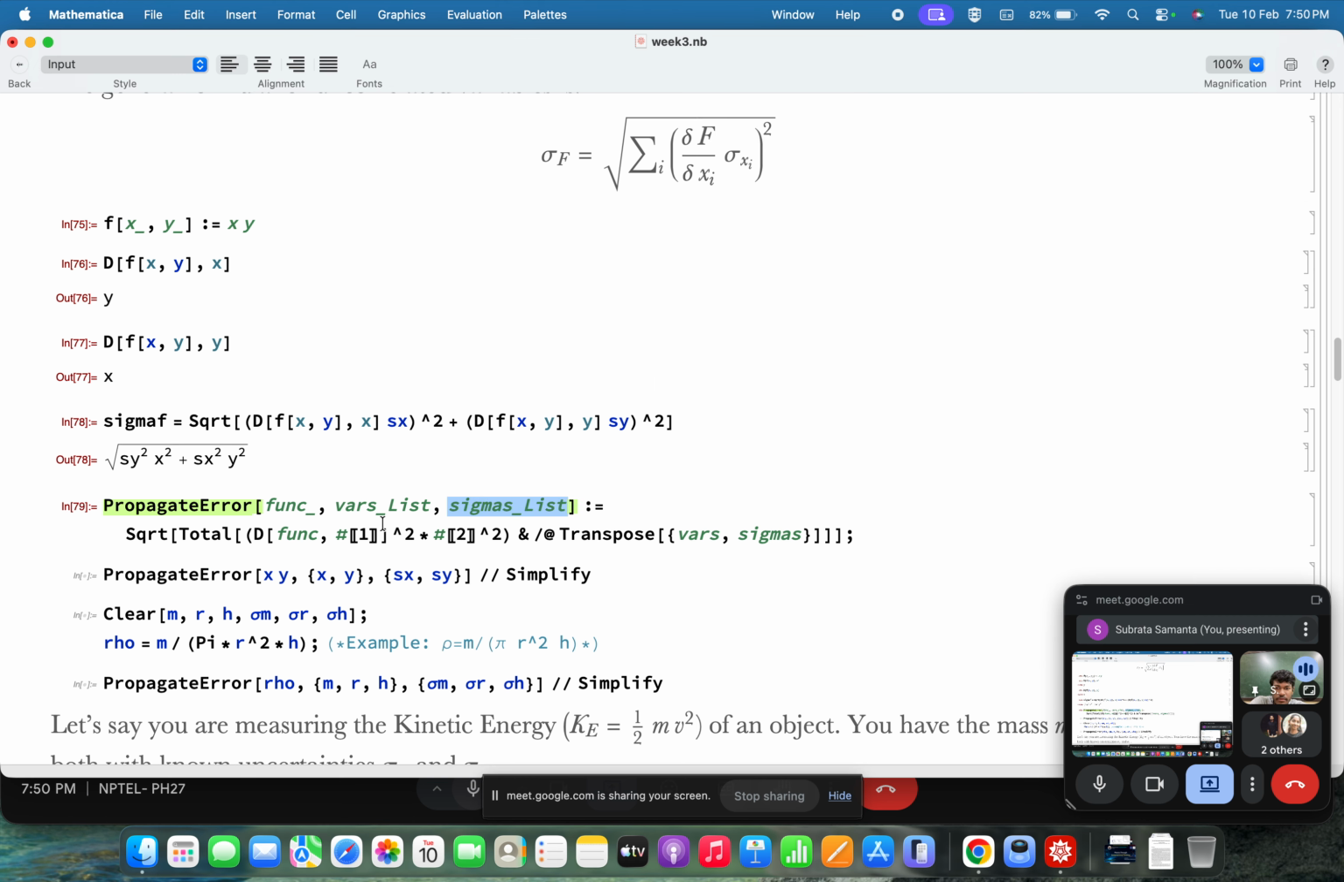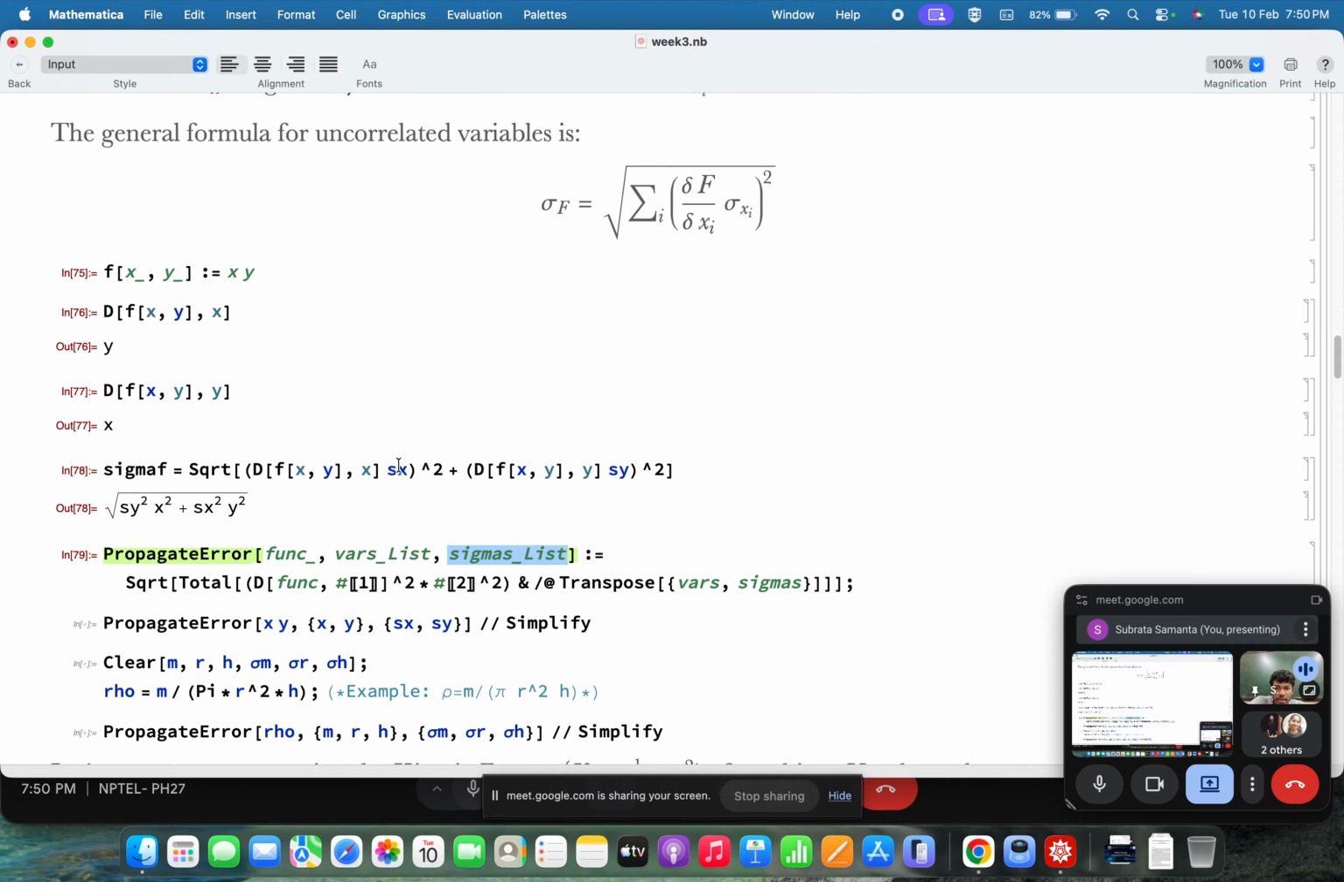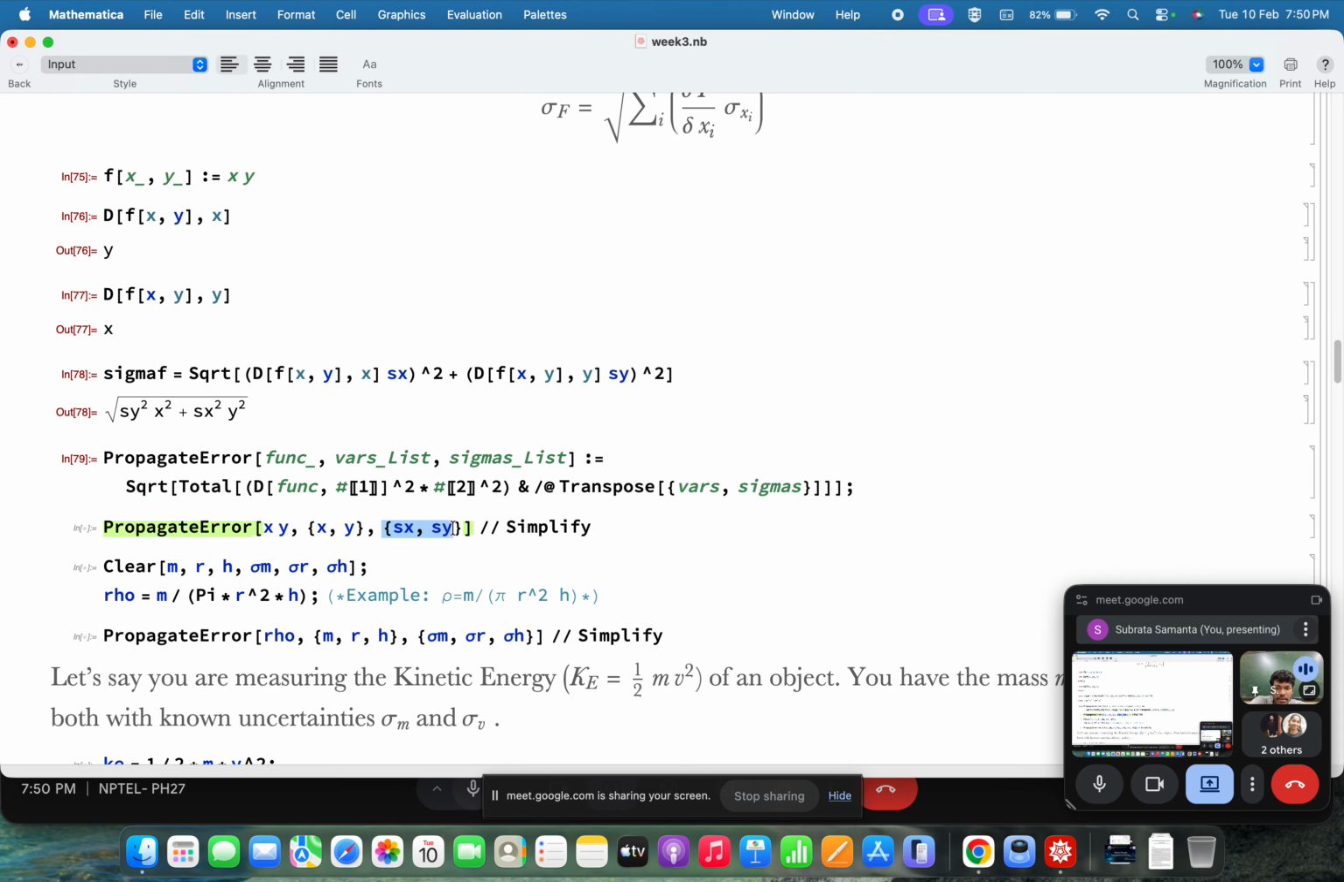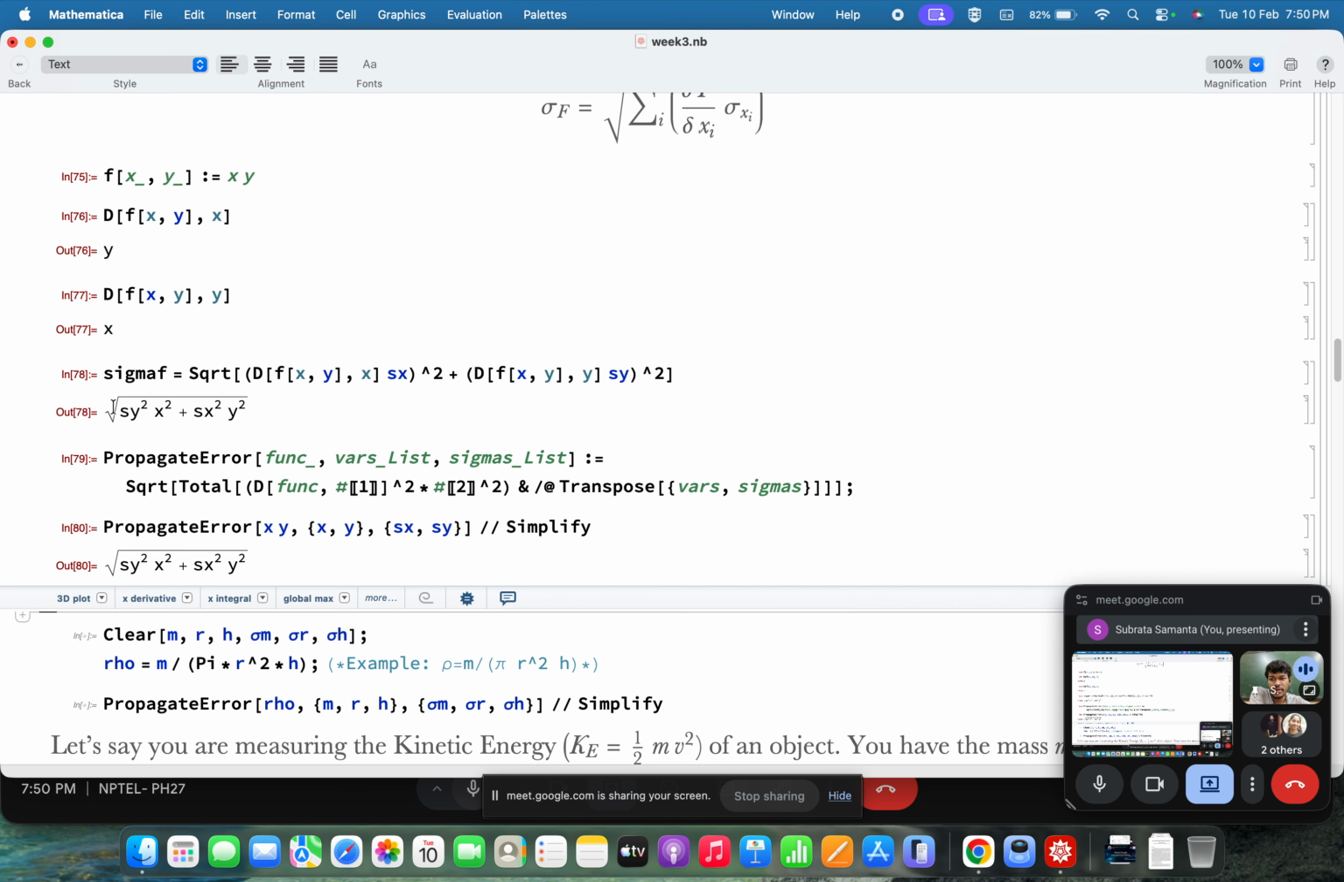What are the values of sigma? I denote them s x and s y. So I assign s x and s y here. Now we calculate this, and you see exactly the same results.